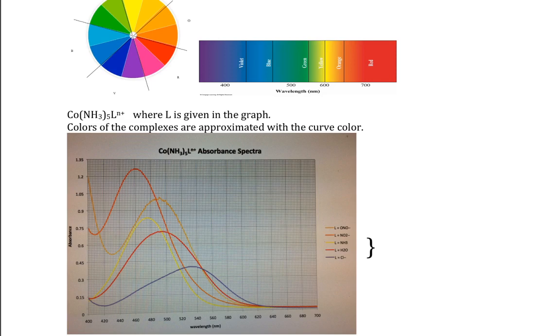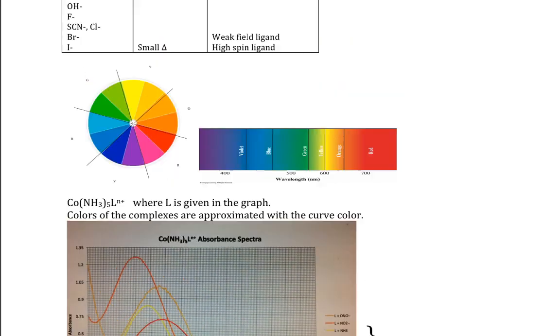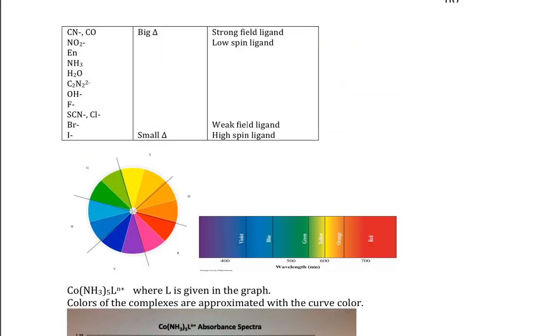The last absorbance curve to look at is the blue one that has Cl- as a ligand. Notice it peaks at the longest wavelength, that is to say the lowest energy. And Cl- is on our spectrochemical series down below ammonia and down below water.